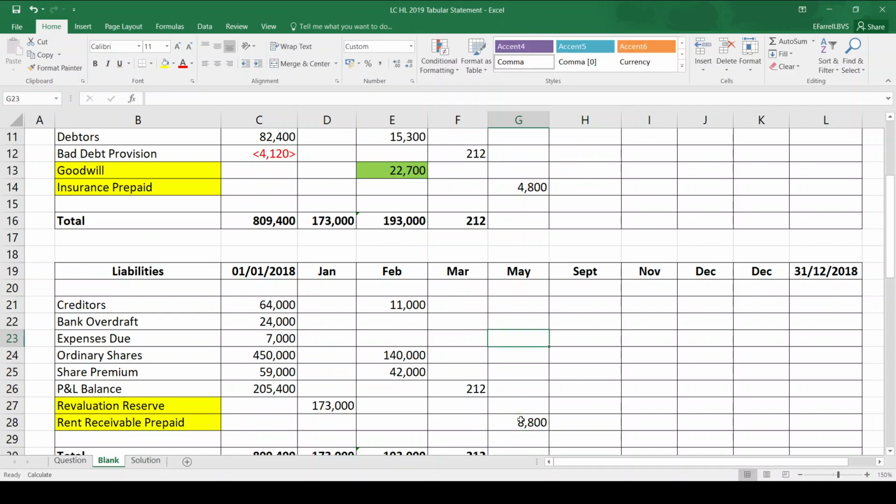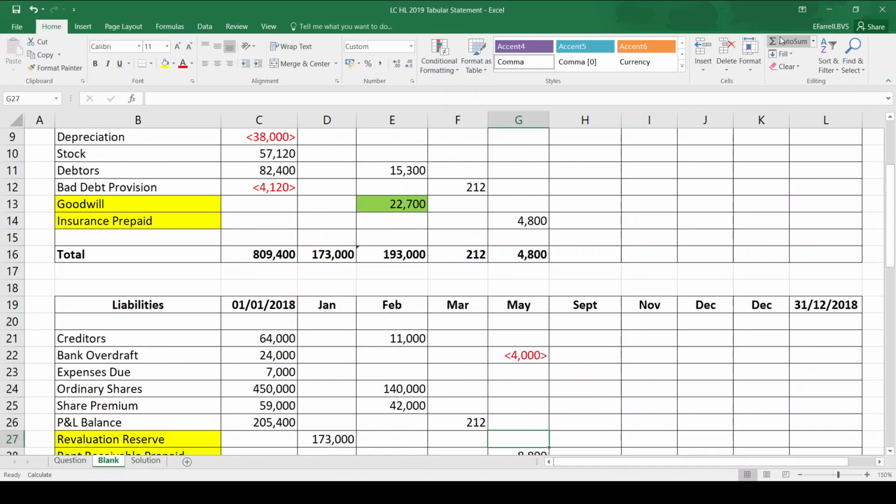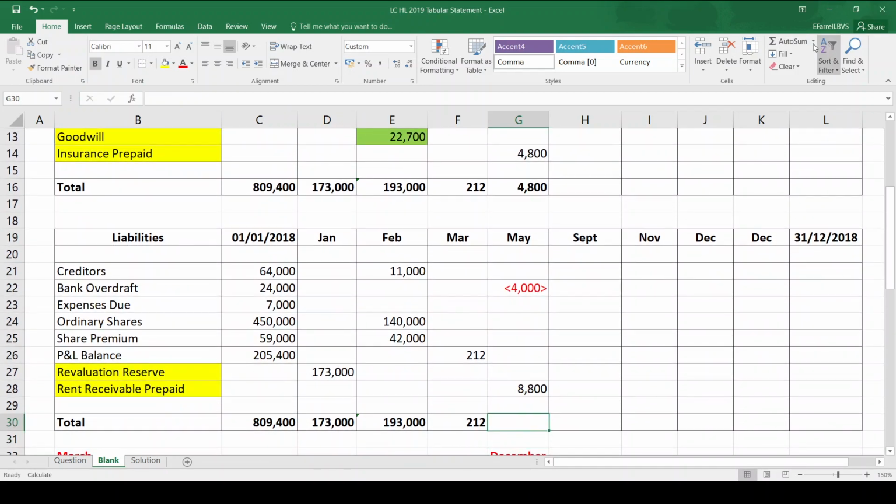And then the last adjustment will be in bank. So we've received 8,800, which is good. We paid out 4,800, which is bad. So we're up 4,000. And that means our bank overdraft will go down by 4,000. So again, I'm going to add up my assets, and I'm going to add up my liabilities to make sure they balance, because each month these should balance. 4,800 and 4,800.